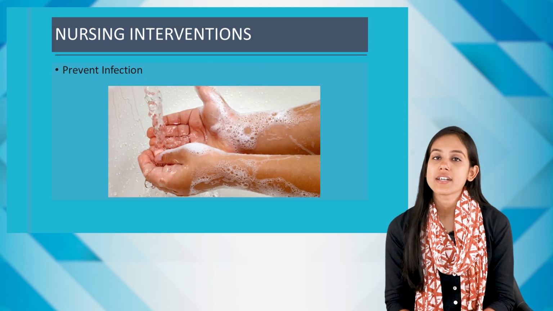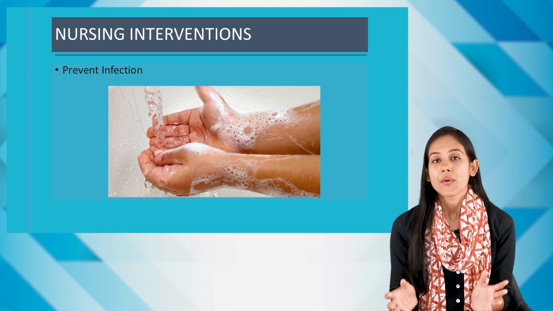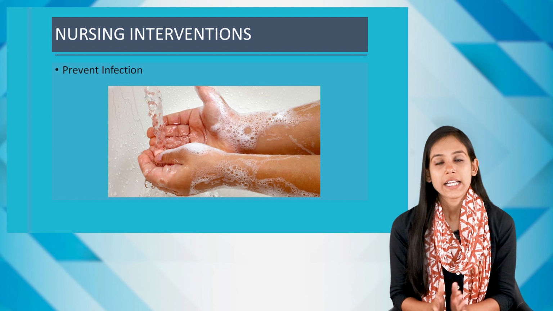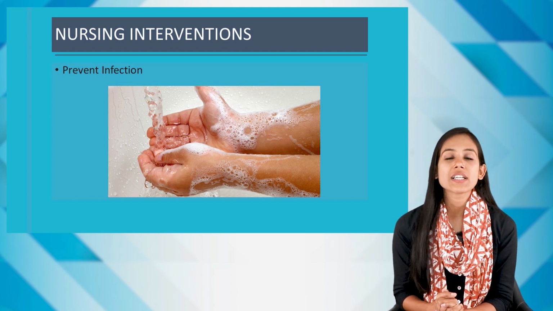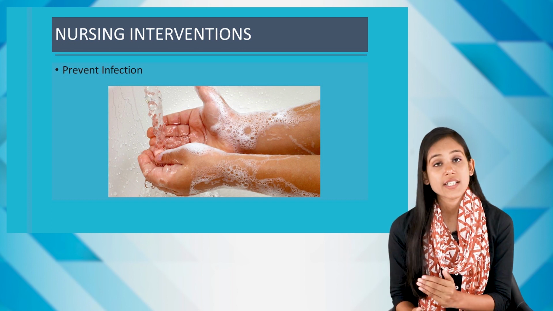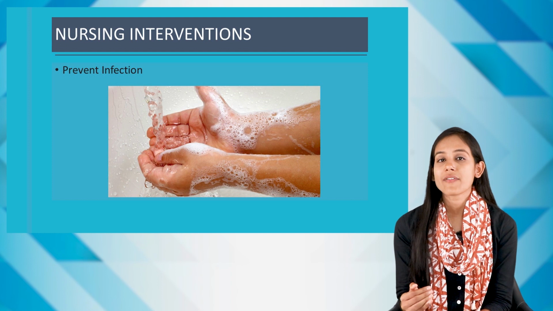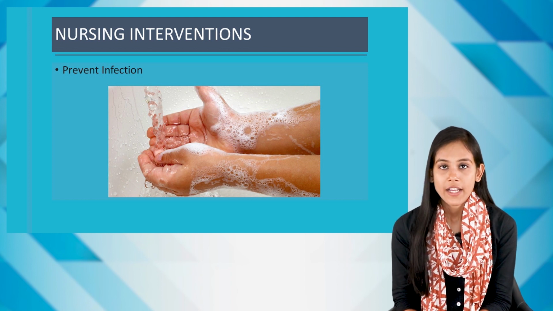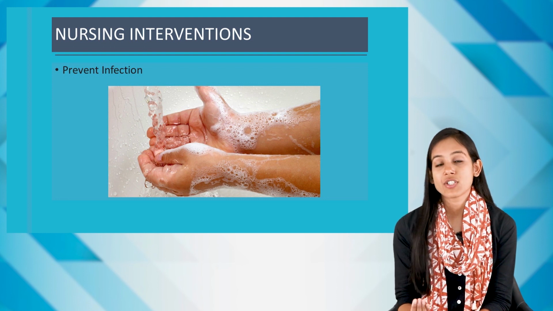Next, let us move on to the nursing intervention. So what are the nursing interventions that you would consider when you are taking care of a child with leukemia? Right? So the first thing would be infection. Now we know that these children are more susceptible to infection. So first thing is that you have to assess if there are any signs and symptoms of infection, and the next thing is you have to prevent infection in these children.